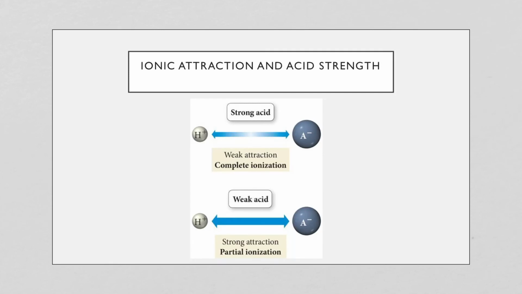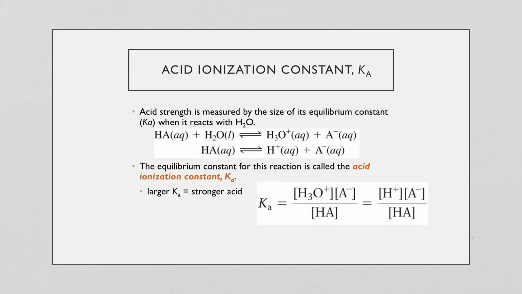So this is again the same idea, just in picture form. So weak attraction, complete ionization, strong acid. Strong attraction, only partial ionization, weak acid. So as I mentioned, the equilibrium constant here is going to be called an ionization constant. And if we're dealing with an acid, we call this an acid ionization constant, abbreviated as K, but we give it a sub A to specify it as an acid ionization constant.